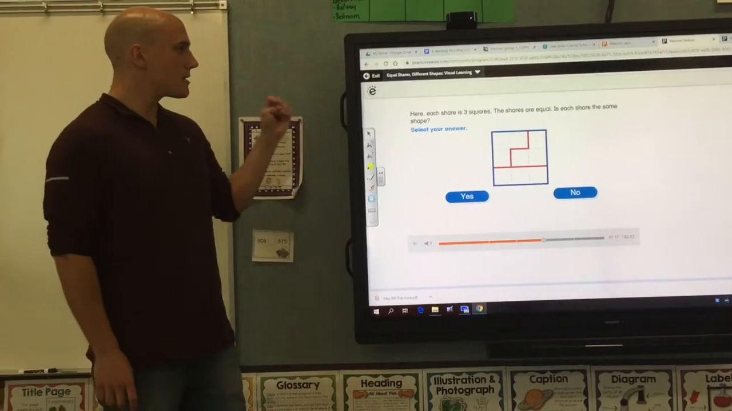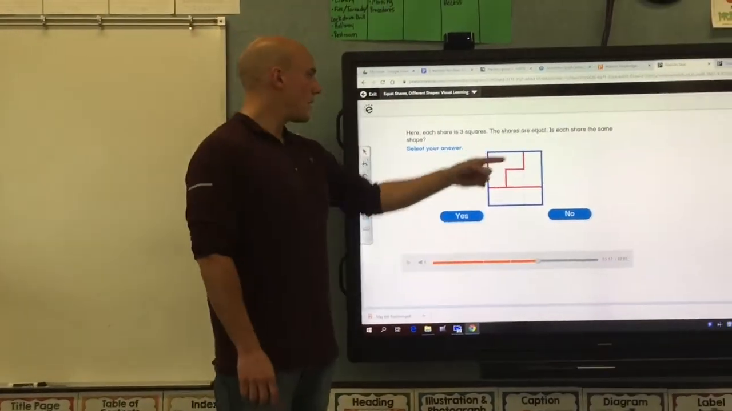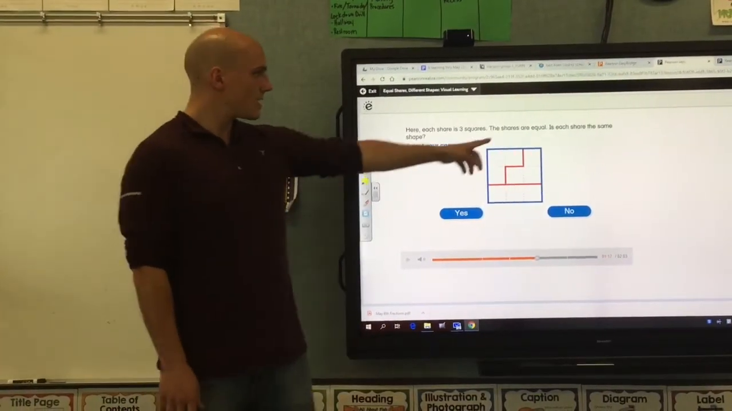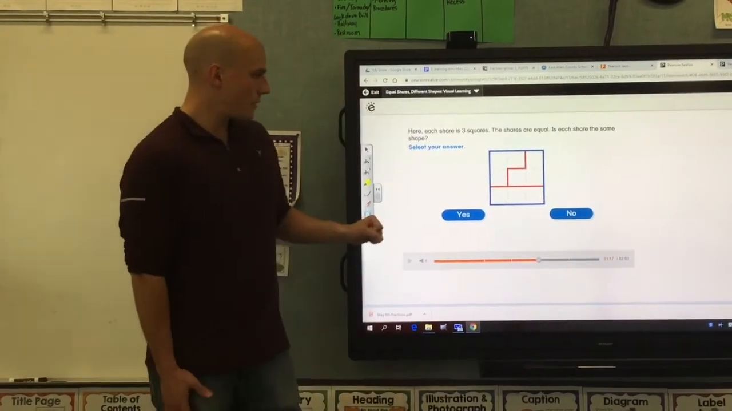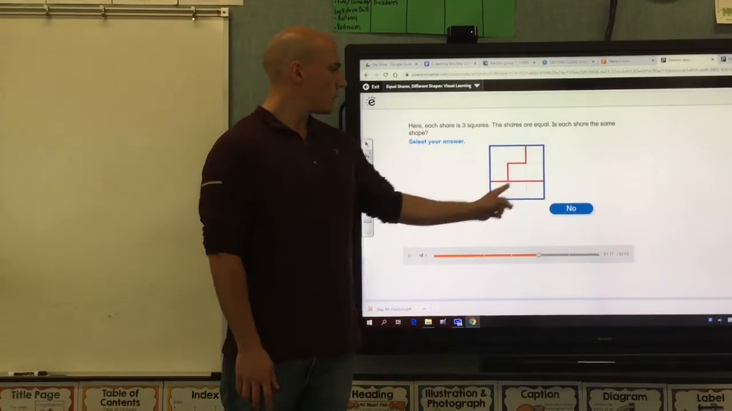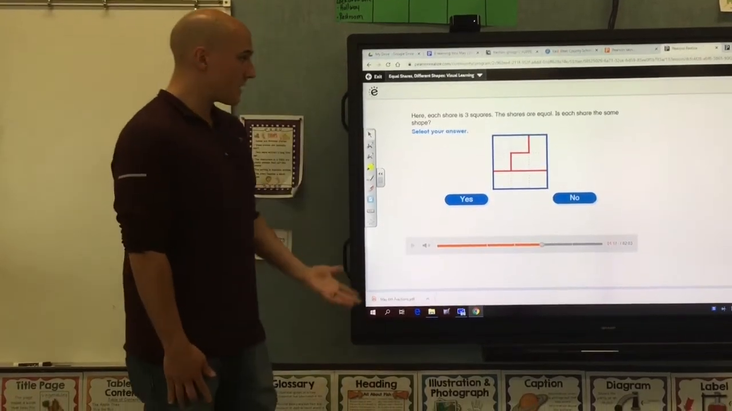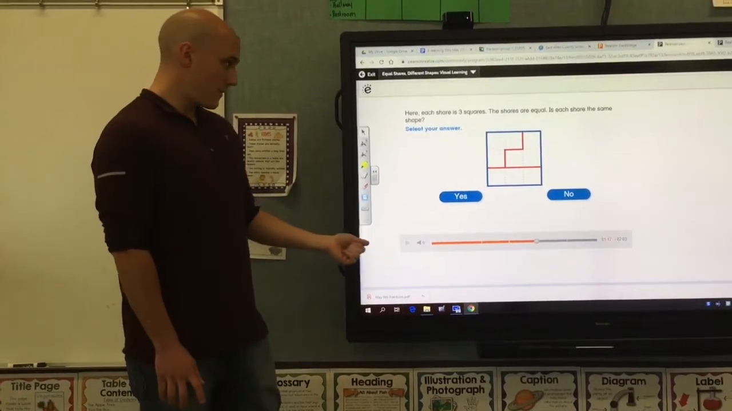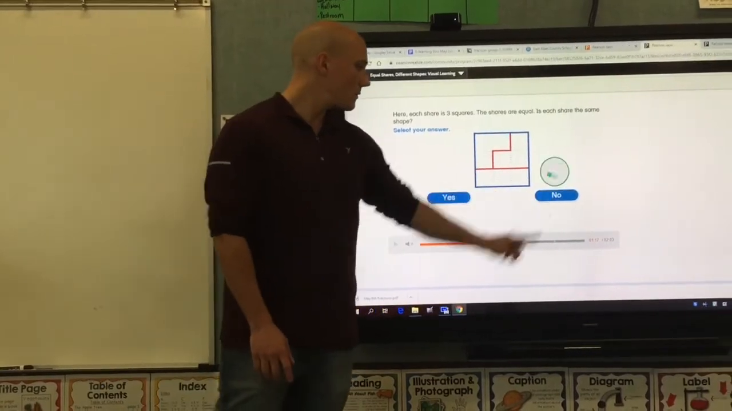Right, so here, we have a square that's broken up into 3 equal parts. The difference here, though, is that the different parts have different shapes, okay? So it's asking us, is each share the same shape? Okay, we look here, this is 1, 2, 3, 1, 2, 3, and 1, 2, 3. So they're the same sizes, they're equal, but they're not shaped the same. So we're going to click no.